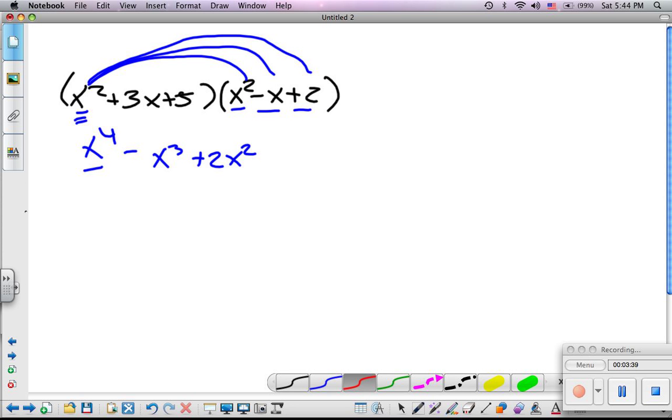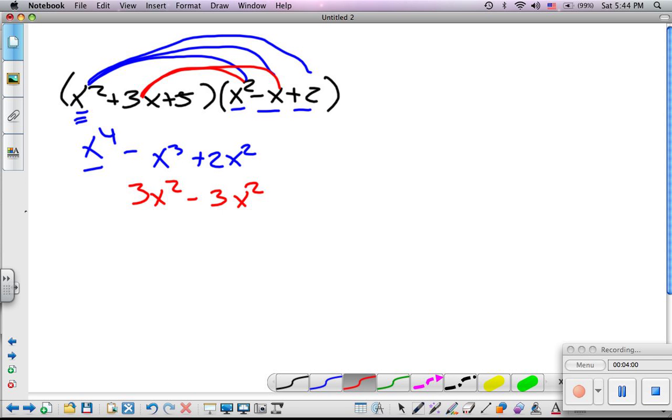Okay, next, we'll try a different color to see if that helps. I'm going to take this 3x and multiply by everything. So 3x times x squared is going to be 3x cubed. So we're going to have a 3x cubed. And notice I'm lining these all up vertically. Okay, next one I'm going to take the 3x times a minus x, which is a minus 3x squared.